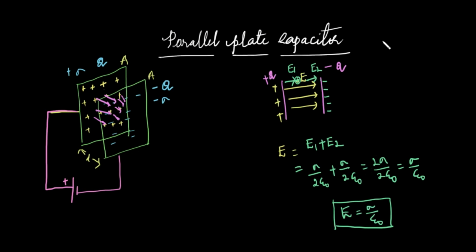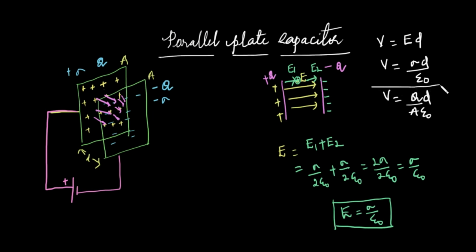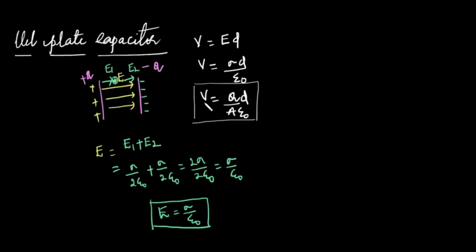Now we know that V is equal to ED. So V is equal to sigma D by epsilon naught. Sigma is equal to Q by A, because charge per unit area is the surface charge density. So V is equal to QD by A epsilon naught. Potential is equal to QD by A epsilon naught.